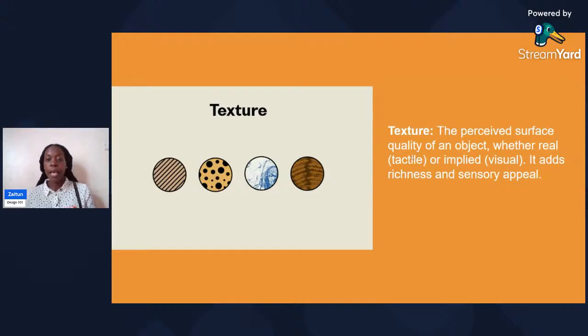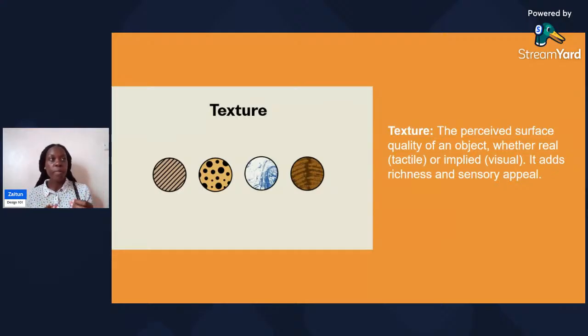Texture is the perceived surface quality of an object, whether real or implied visually. It adds richness and sensory appeal. So let's say, for example, you are designing something and you want it to feel a bit rough. You'll add a very rough feel to the design, like the visual representation we have here. And if you want something to feel smooth, you'll add a very smooth feel to it. Let's say, for example, silk. You'll add silk in that design for it to feel smooth.